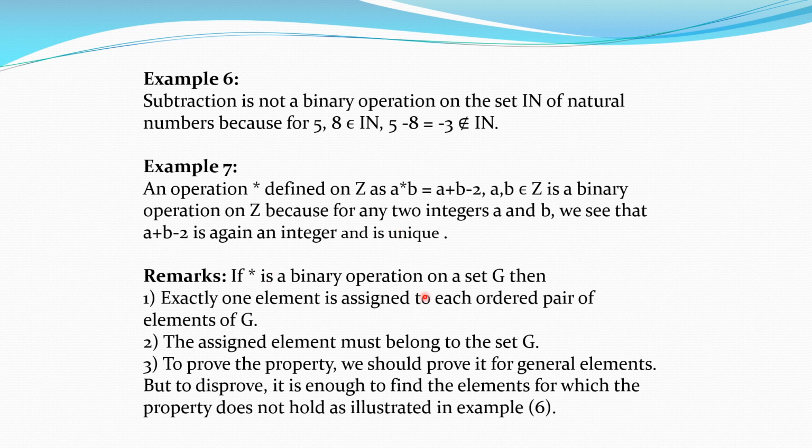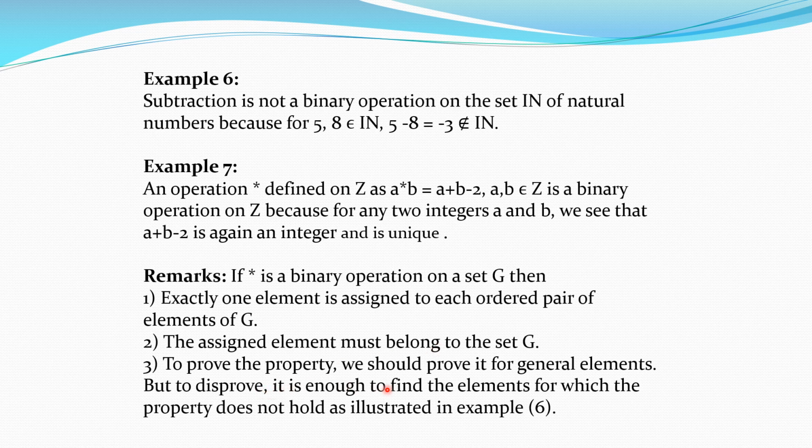Now, these are some remarks from the definition. If star is a binary operation on a set G, then first, exactly one element is assigned to each ordered pair of elements of G. That means for any pair A, B belonging to G cross G, A star B is the only one answer. Then second, the assigned element must belong to the set G. So whatever the answer of A star B is, it is again an element of G.